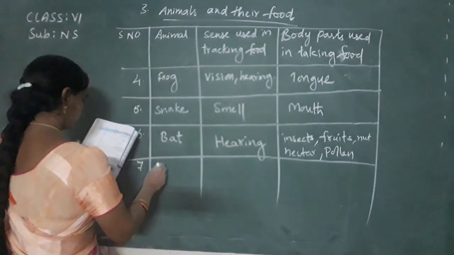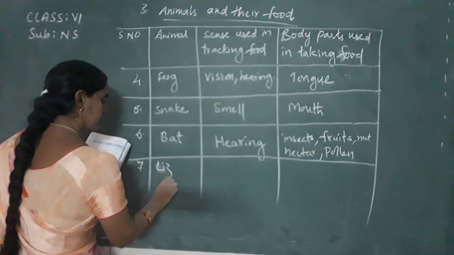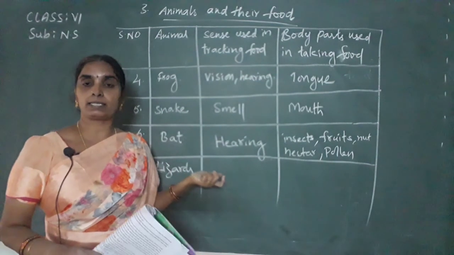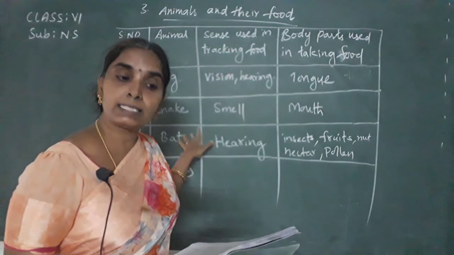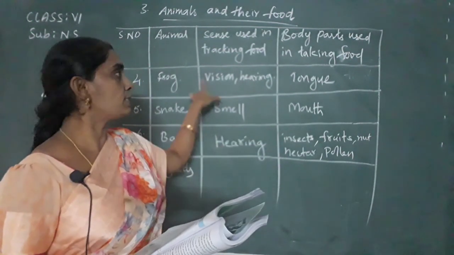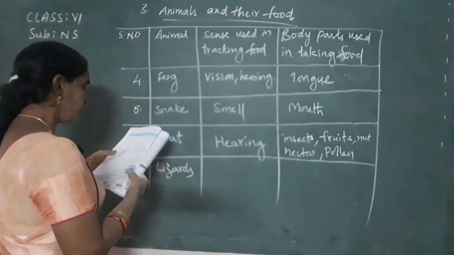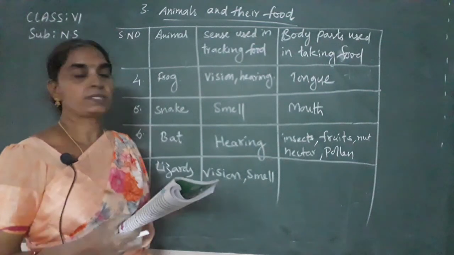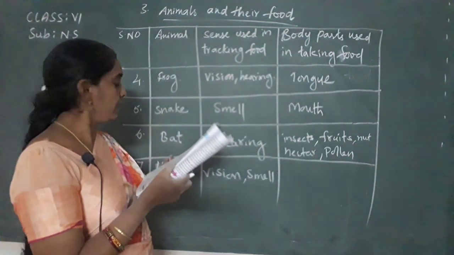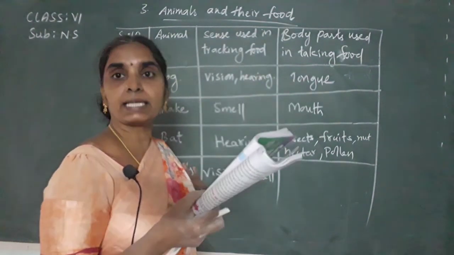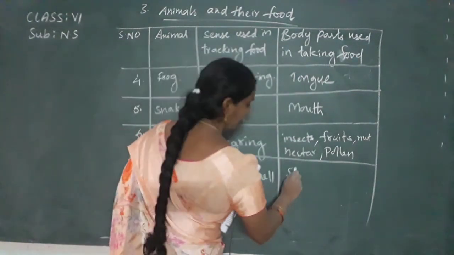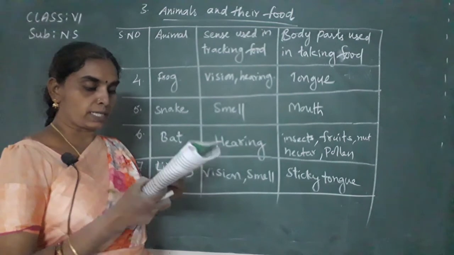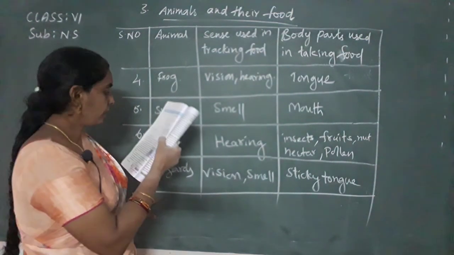Lizards, as you know very well, are reptiles that you see in your houses, gardens, house walls, etc., which depend mostly on insects, isn't it? What is the sense organ that is highly developed in lizards? The sense of vision and smell is highly developed. What do the lizards eat? They eat insects. They have a sticky tongue to eat the insects, like that of a frog. Lizards also use the sticky tongue to take their food material. Next, vultures.